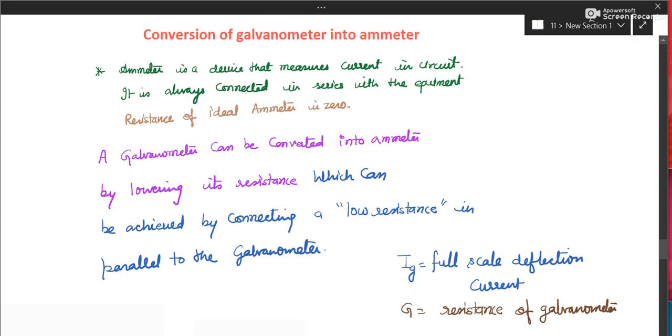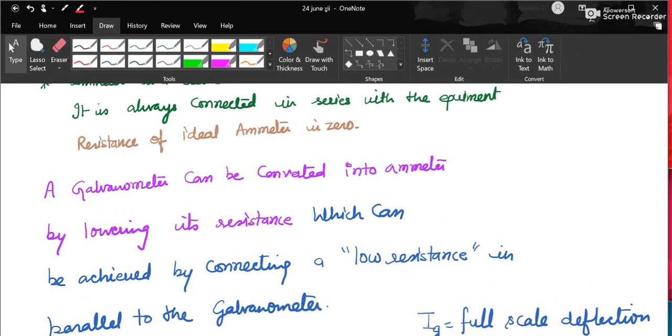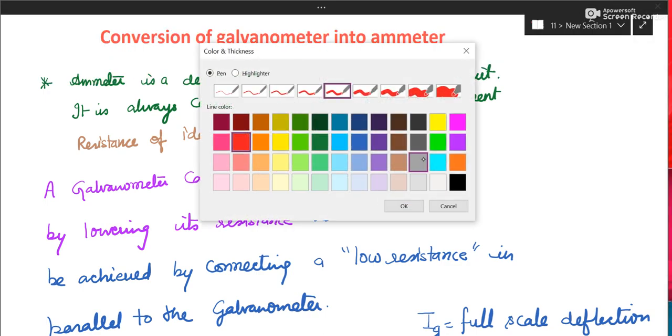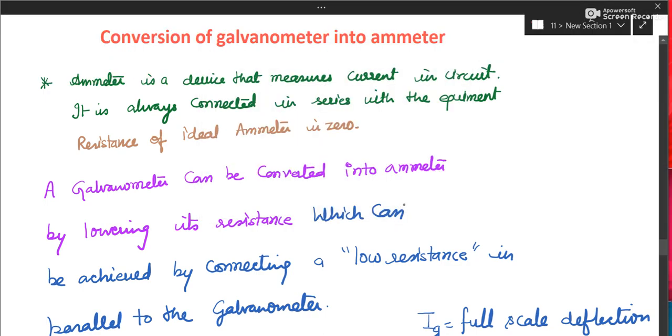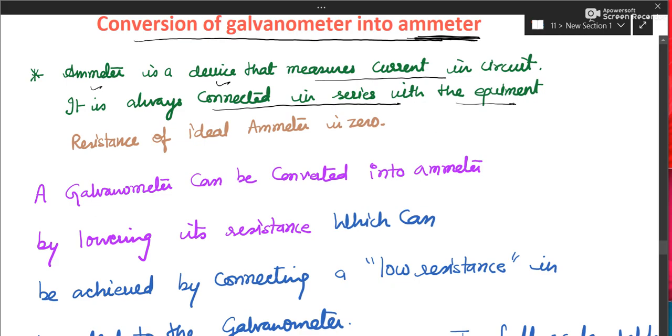Then we have two small topics. Conversion of galvanometer into ammeter. Let's do this. Talk about ammeter. What is an ammeter? An ammeter is a device that measures current. It is always connected in series, all 10th class things, with the equipment through which you need to measure the current.